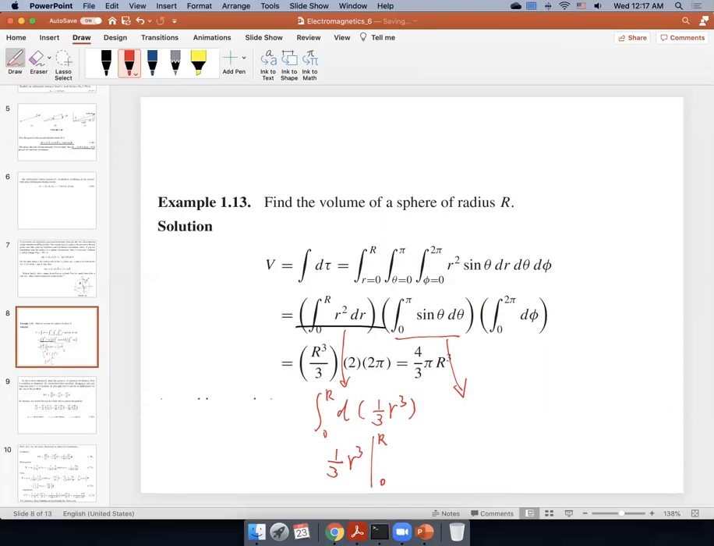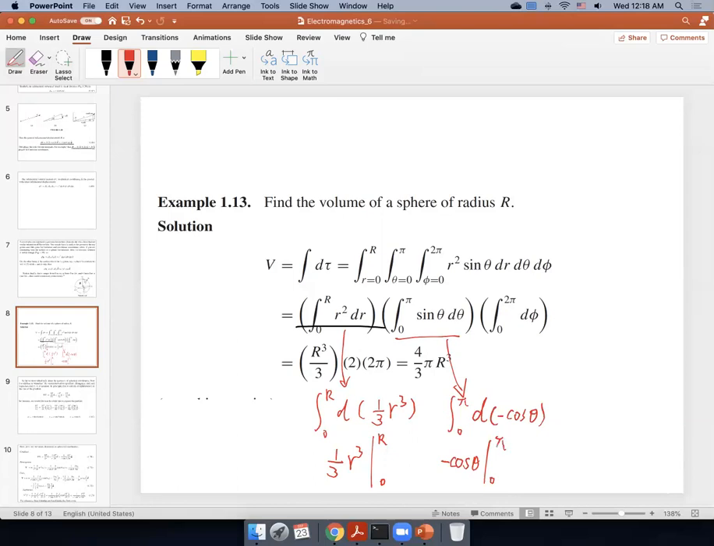For the second term, it's 0 to pi of d negative cosine theta. Do you remember this derivative? d cosine theta equals negative sine theta d theta. So d negative cosine theta equals sine theta d theta. Then you just need to calculate negative cosine theta from 0 to pi.